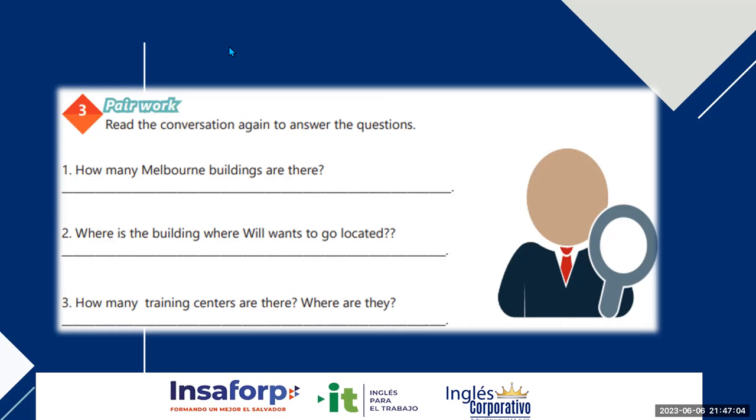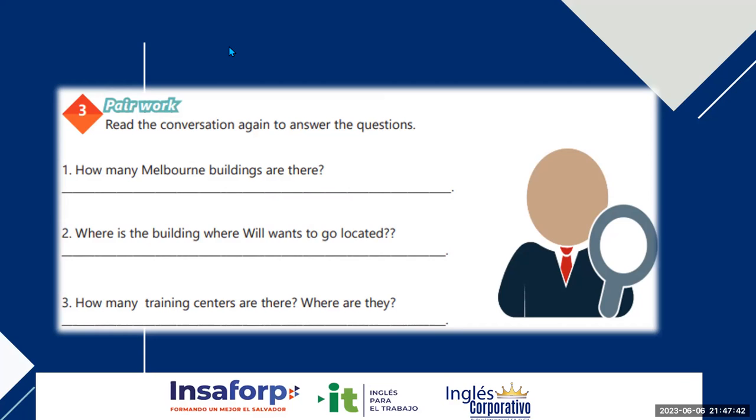Okay, number one. Who wants to answer number one? ¿Quién desea responder la número uno? There are four buildings. Okay, there are four buildings. Thank you. Number two. Where is the building where Will wants to go located? On Main Street. It is on Main Street.